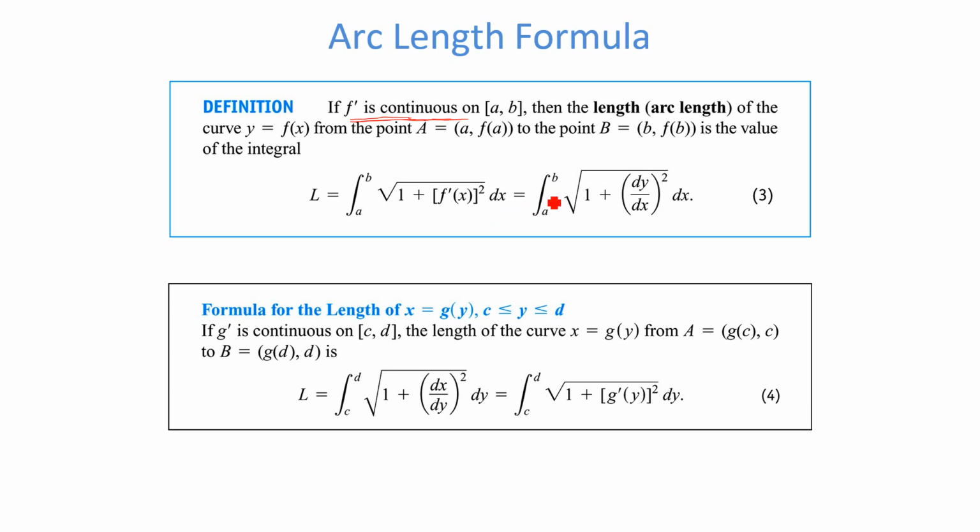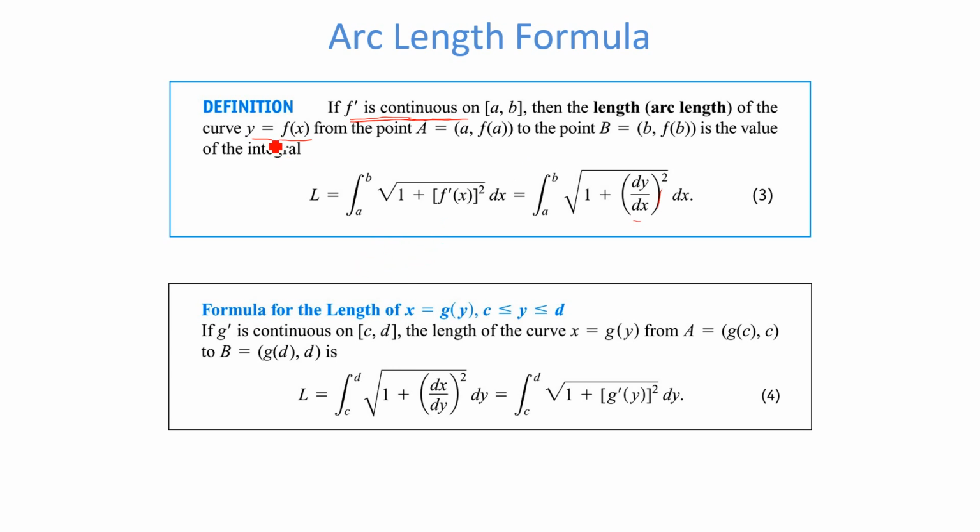And this can also be written as the integral from a to b of the square root of 1 plus (dy by dx) squared. So your function is y is equal to f(x), and you are going to differentiate y with respect to x and will integrate with respect to x. Now if discontinuity happens, and f prime is not continuous in the interval, then we can try its alternate form.